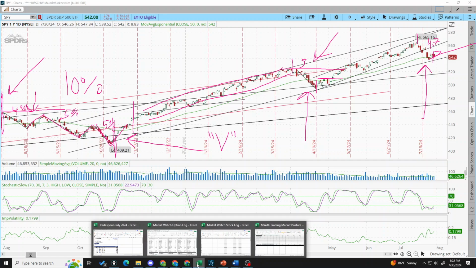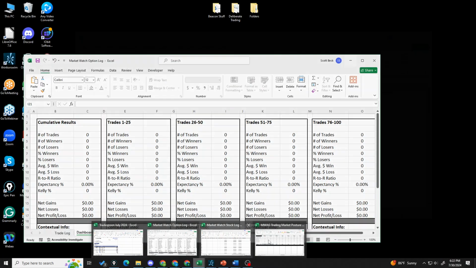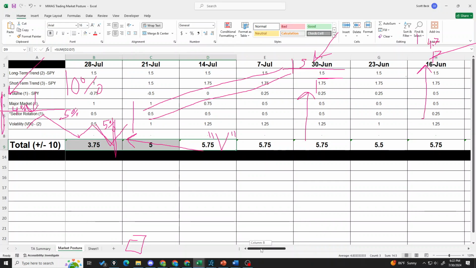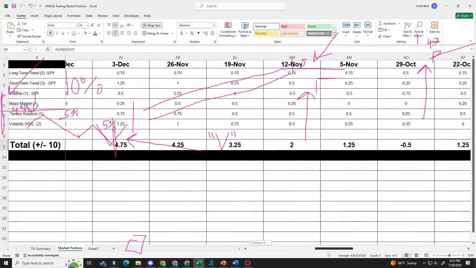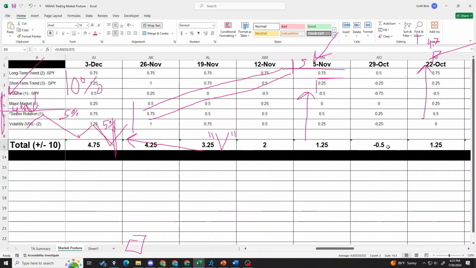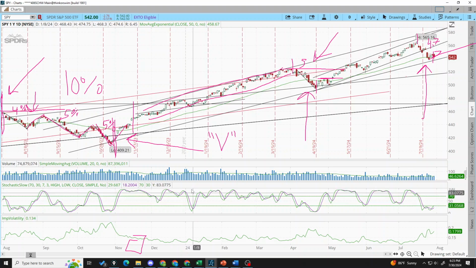Okay? I just want to give you an overview of how what we do works. What does it look like? So if I go back to November of last year, you can see what happened. My posture dropped all the way to a 0.5. And then by November 5th, I'm a 1.25. I'm now at the bullish end of neutral. By November 12th, I'm a 2. Now I'm slightly bullish. By the 12th, we're more bullish. The next day it broke out.